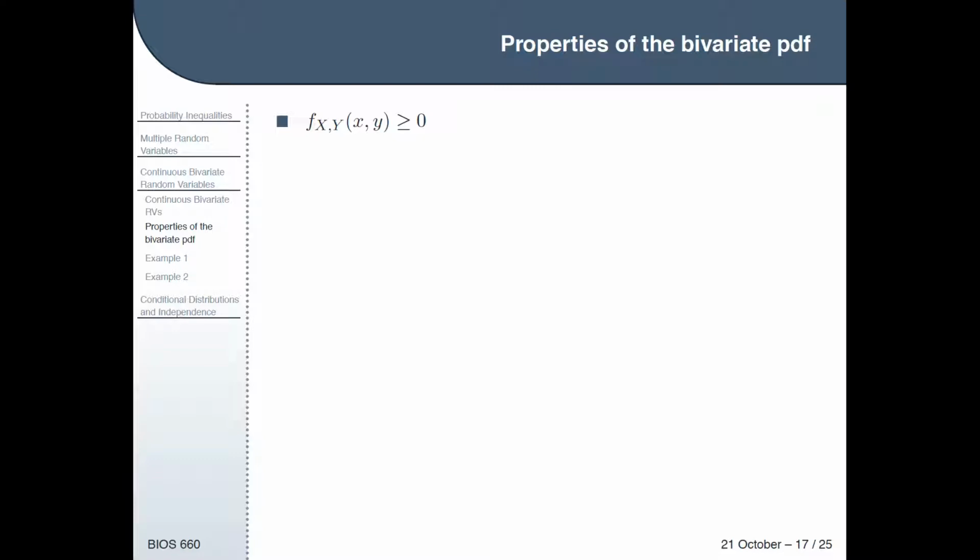So, properties of the bivariate PDF: like a univariate density function, it has to be greater than or equal to 0. It has to integrate to 1. If you integrate from minus infinity to infinity with respect to both variables, or more generally, if you integrate over the entire support of the distribution, it must integrate to 1. The support doesn't necessarily need to go from minus infinity to infinity, and if it doesn't, that integral is equivalent to just integrating over the entire support.